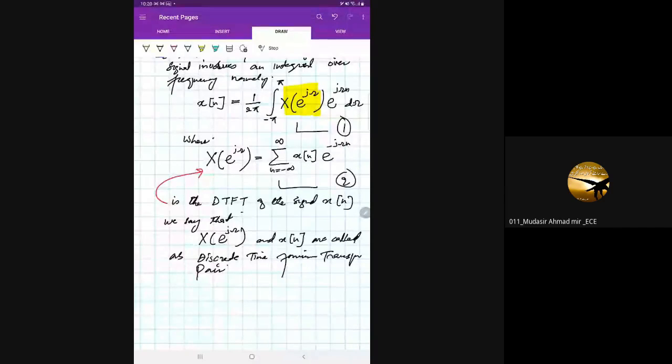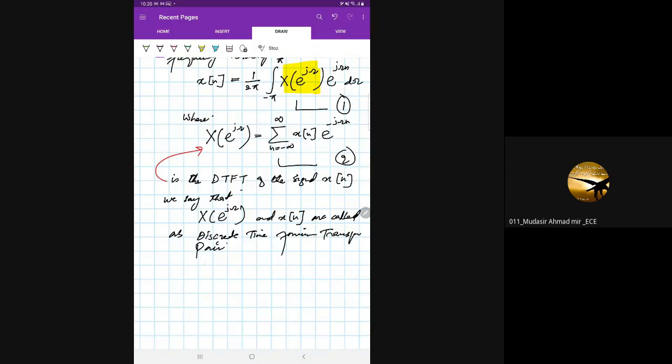What does that mean? That means, and we write it down like this, that x of n, its discrete time Fourier transform is x of e raised power j omega. The DTFT representation of x of n is x of e raised power j omega. But they are a pair, a discrete time Fourier transform pair. That means if you take the inverse of x of e raised power j omega, you will obtain x of n. If you take the DTFT of x of n, then you will obtain x of e raised power j omega.